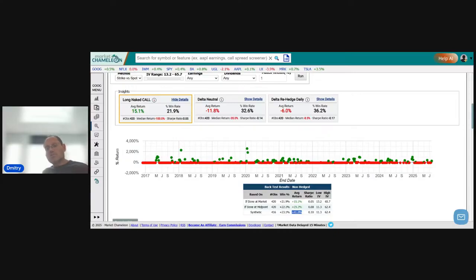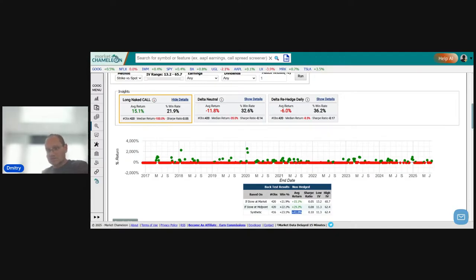Okay, the reason you might want to do this is because you think the implied volatility is very low, right? So if it's very low, you don't care whether the stock goes up or down, but you thought the implied volatility was low, so you wanted to initially hedge that delta. Well, if you did that, this shows that the average return was negative, almost 12%, even though the win rate increased to 32.6%. So your win rate increased, but your average return decreased.